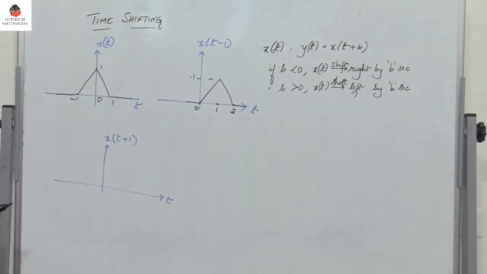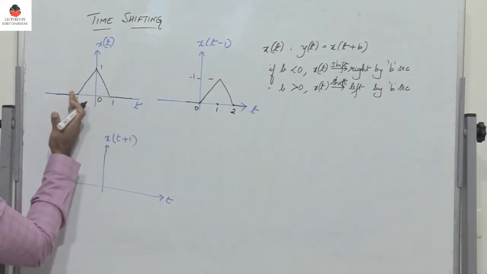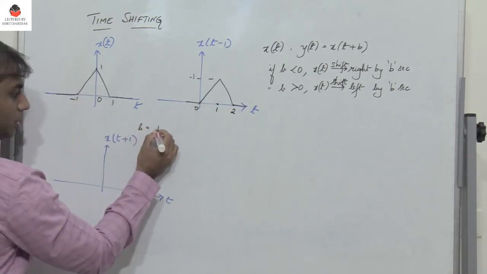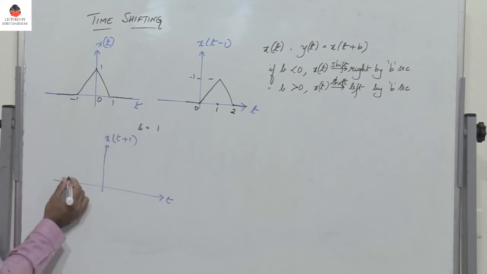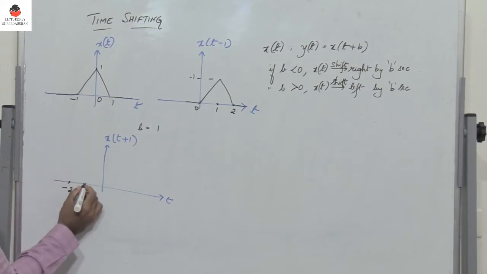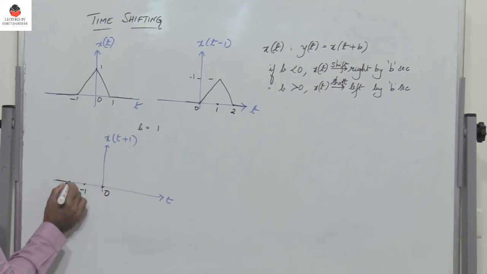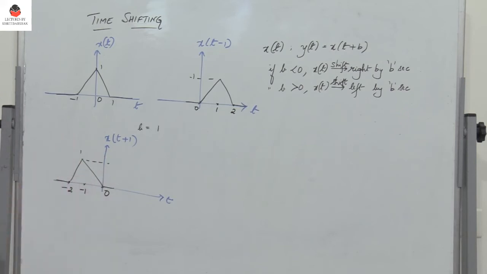Now what happens if b is greater than 0? The entire signal x of t gets shifted to the left by b seconds. So here b equals plus 1. So therefore the entire signal gets shifted to the left. So what is at minus 1 will now appear at minus 2. What is at 0 will appear at minus 1, and what is at 1 will appear at 0. So we get a signal like this. Now this is true for a continuous signal x of t or a discrete signal x of n.